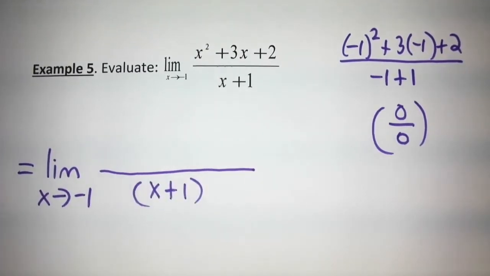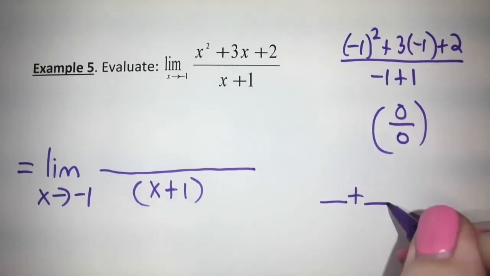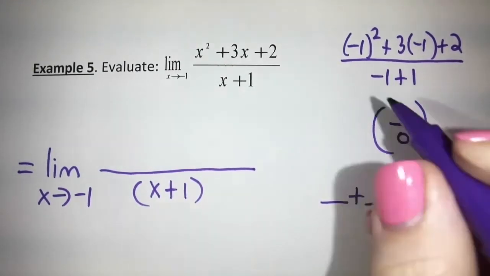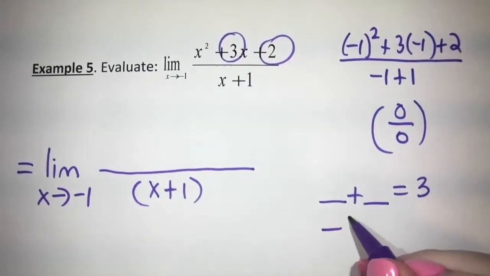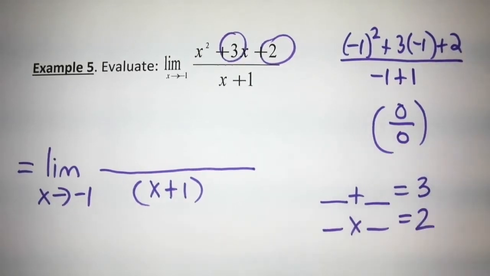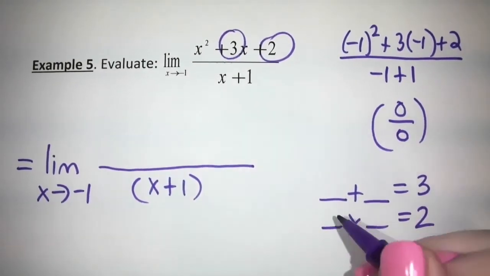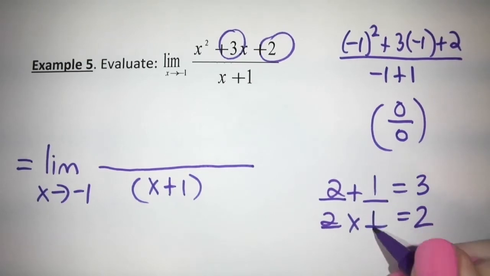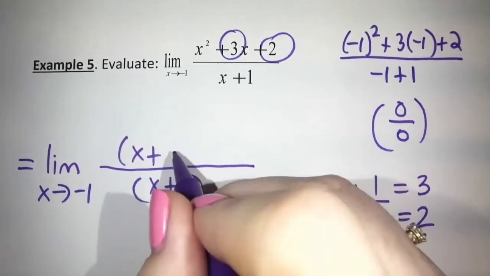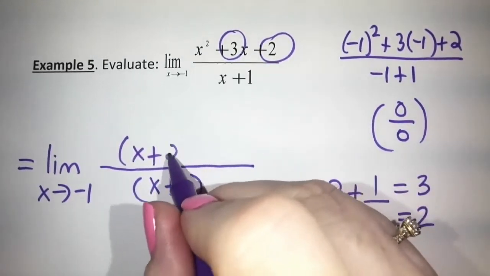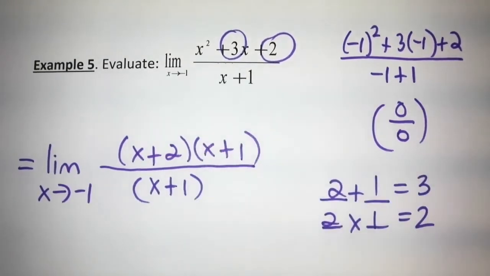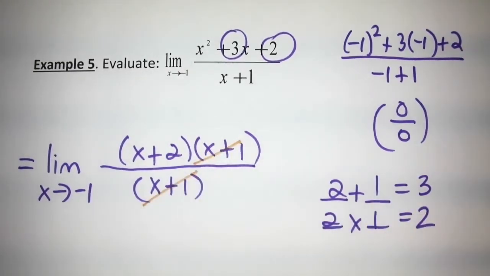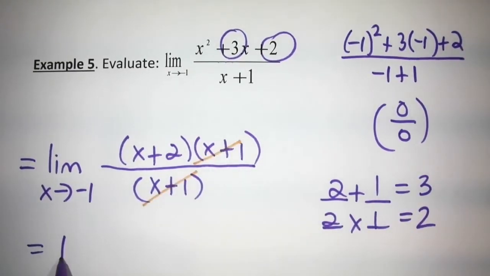You can put it in a bracket and factor the top. So we're looking at two numbers that add to the middle, which is 3, and multiply to the last number, which is 2. So numbers that multiply to 2 are just 2 and 1. And so it would be x plus 2 here and x plus 1. And how does that help us? Well, now look at the top and bottom. We can cancel the x plus 1s. So now it's not indeterminate anymore, right?